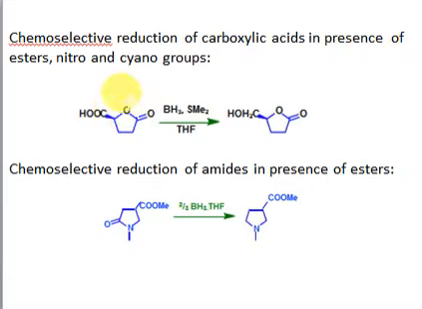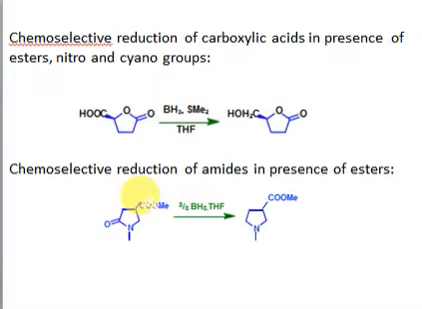The ester will remain unaffected, right? So this BH3, so it's not BH2, this is BH3. So this BH3 will result in reduction of this carboxylic acid into alcohol, while the ester will remain the same. It is important to use dimethyl sulfide with BH3 under these conditions, right? So this reagent will preferentially reduce carboxylic acid, but it will not affect the ester group.